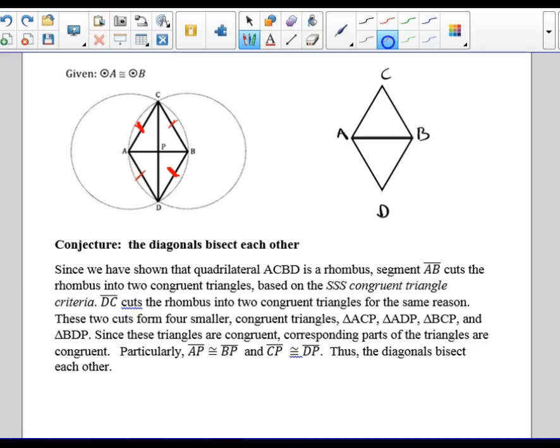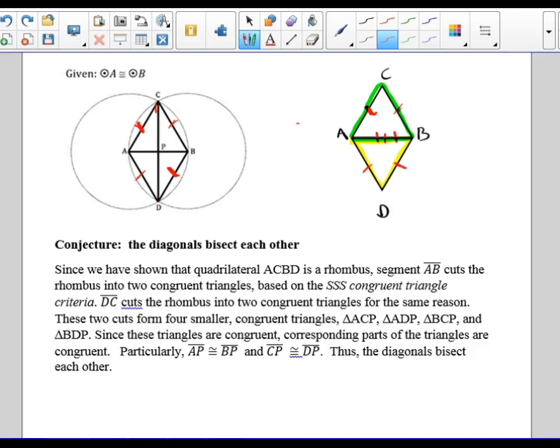If we look at this diagram to the right, I've separated it from my original diagram. We knew that AB would be congruent to itself because if we overlap triangle ACB, triangle ACB would coincide very nicely onto triangle ADB. So we could see that AB was congruent to itself. And then line segment DC cuts the rhombus likewise. I didn't separate that from the diagram, but that would be this one here.